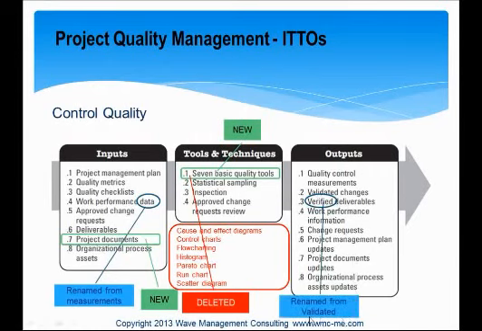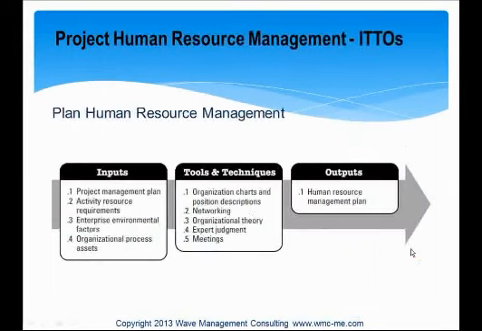In the outputs list, they renamed validated to verified. They introduced a new output, which is work performance information, and they reordered some of the items on that list.